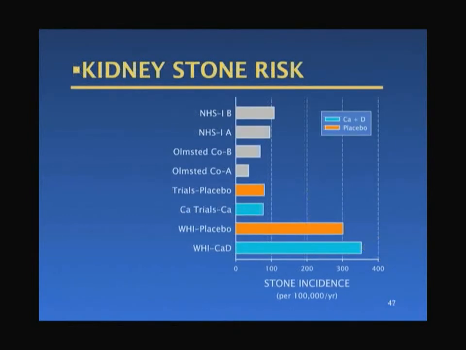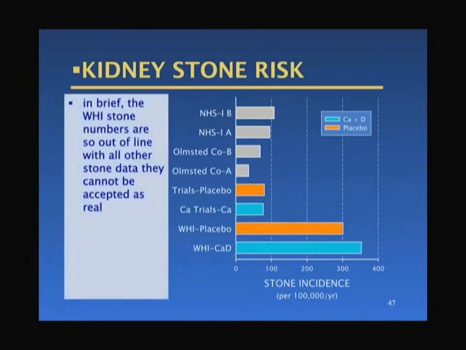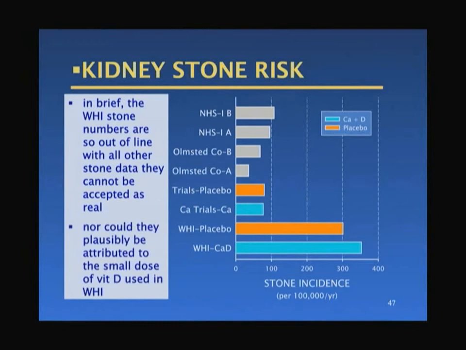And when we look at the epidemiological data from Olmsted County, Minnesota, and from the Nurses Health Study, we're looking at relatively low stone risk, below 100 per 100,000 patients per year. Now, what was going on in WHI, nobody knows, but I think any experienced epidemiologist would say there's something wrong with these numbers. In brief, WHI stone numbers are so far out of line with all the other stone data available in the US that they can't be accepted as real. Nor could they plausibly be attributed to the tiny dose of vitamin D that was achieved in WHI.